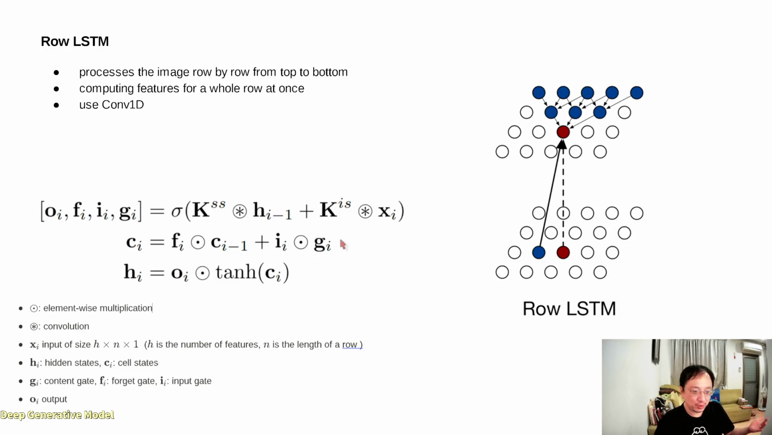Okay, so there are many different ways to do that. The paper proposed a lot of different ways to treat image generation as autoregressive sequence generation. Another way to do that is what they call the Row LSTM. Unlike the previous one that treats each channel as an element, it treats a whole row as an element.